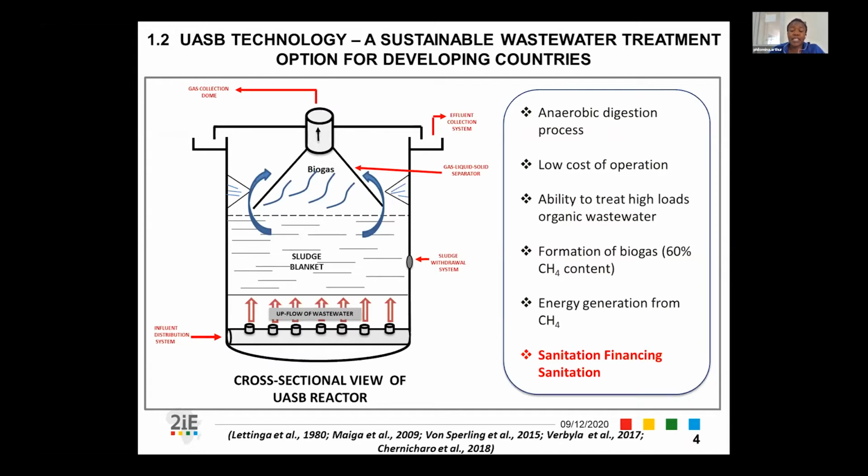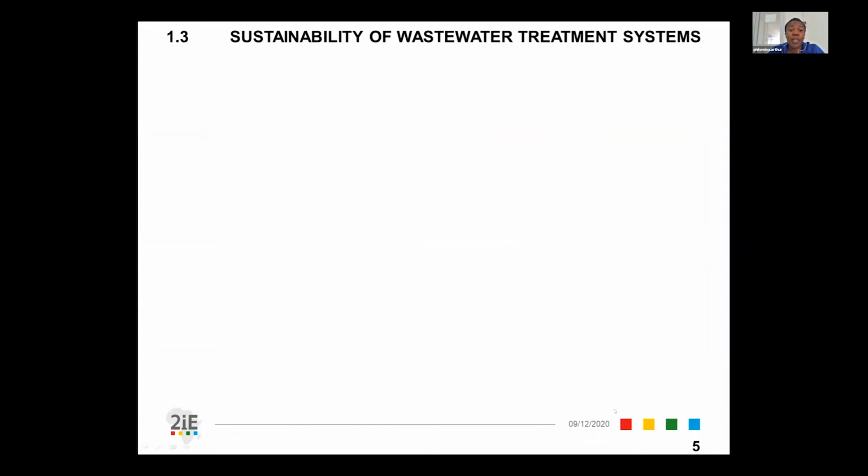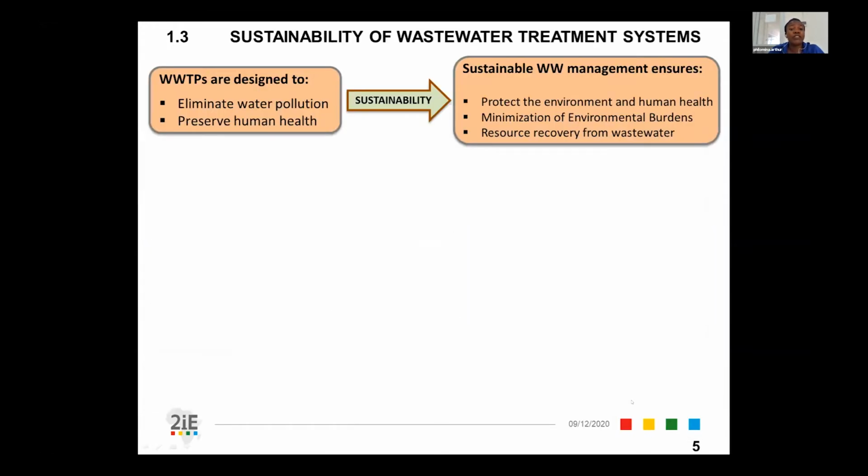This energy can be used to offset the cost of operation or the energy needs of the wastewater treatment plants, thereby reducing the overall cost of treatment. So with the UASB reactor technology, the concept of sanitation financing itself can be actualized. As has been mentioned earlier, wastewater treatment plants are primarily designed to eliminate water pollution and preserve human health.